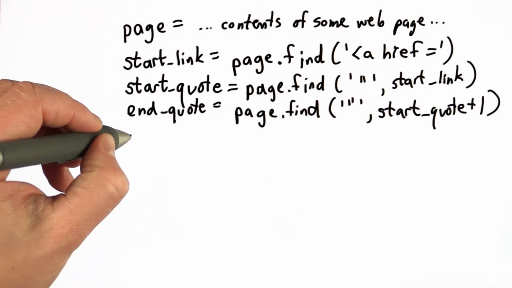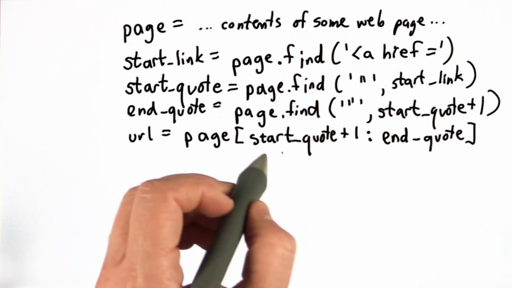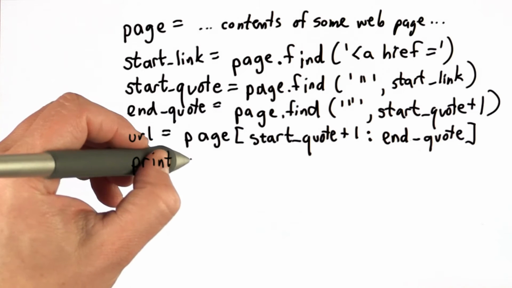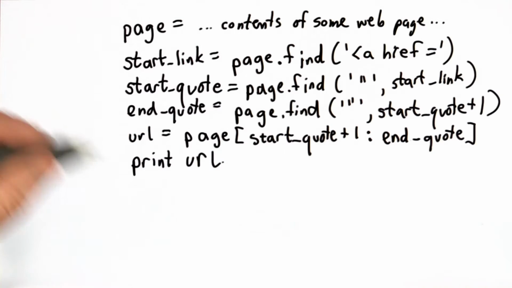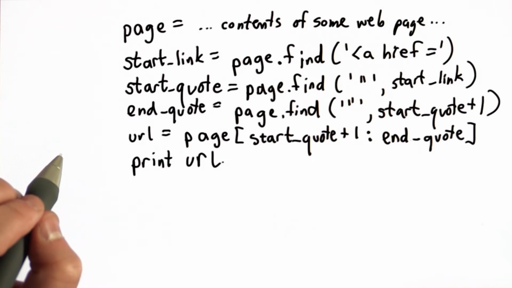And then we assign to the variable URL, extracting from the page from the character after the start quote to the character just before the end quote. We could print out that URL. And this worked to find the first URL on the page.